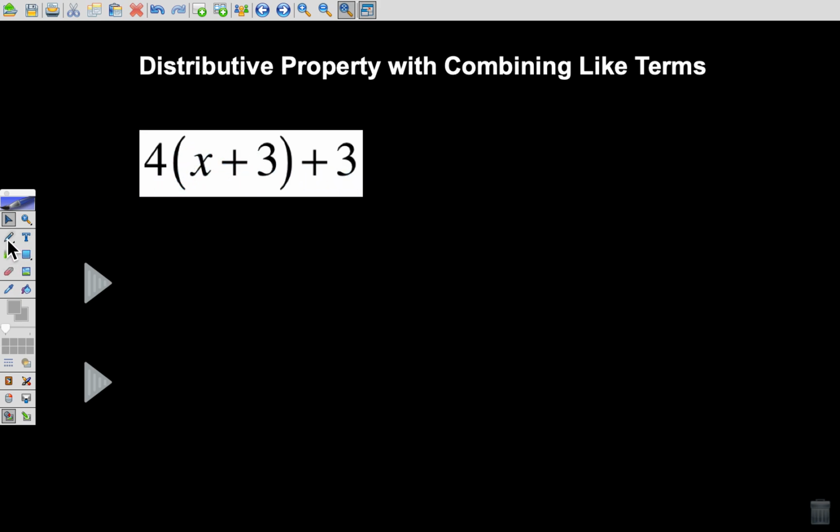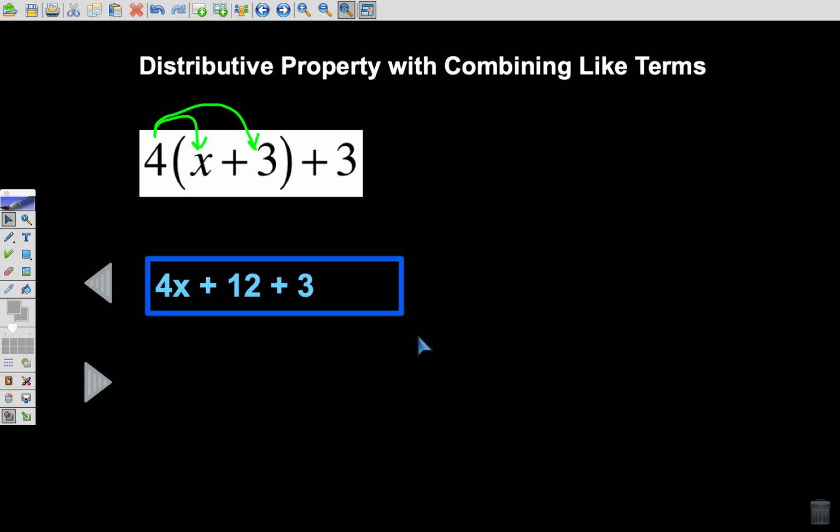So what we do is we distribute that 4 to the x and get 4x. We distribute the 4 to the 3, it's positive 3, so we get plus 12. And then we keep the plus 3. So our result would look like this: 4x plus 12, plus 3 comes down. Okay, don't lose it, always rewrite it.